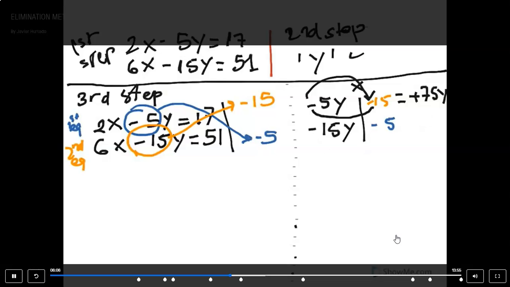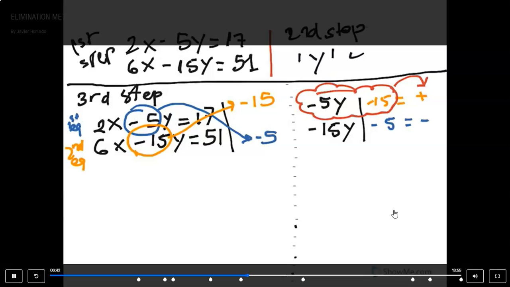Let me clean everything again, and then let me go back right here. Okay, so if we want one product positive, let's say that we want this product positive, and then we want this product negative, so the variables cancel each other out, you have to change the sign of one of the coefficients. In the first case, because you are multiplying negative 15 by negative 5, your result is going to be positive. So you don't have to change the signs of these two coefficients. So this is okay. You don't have to change it.